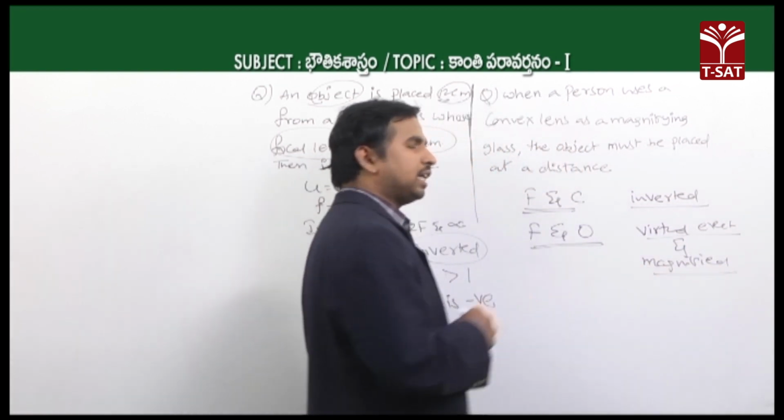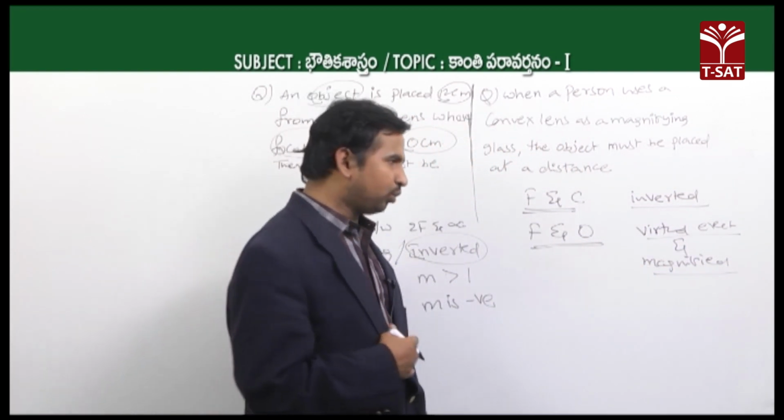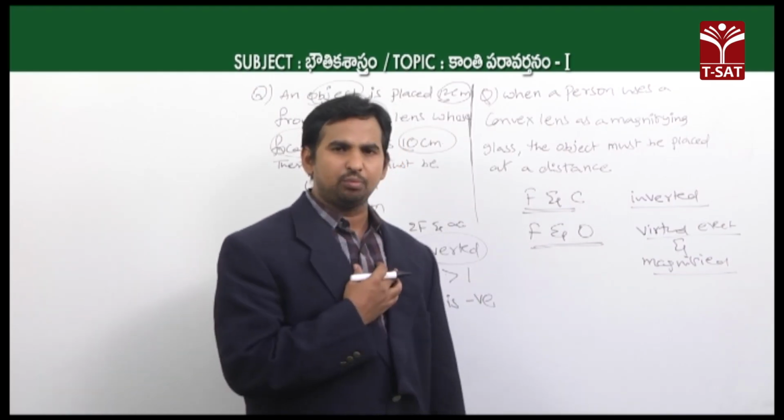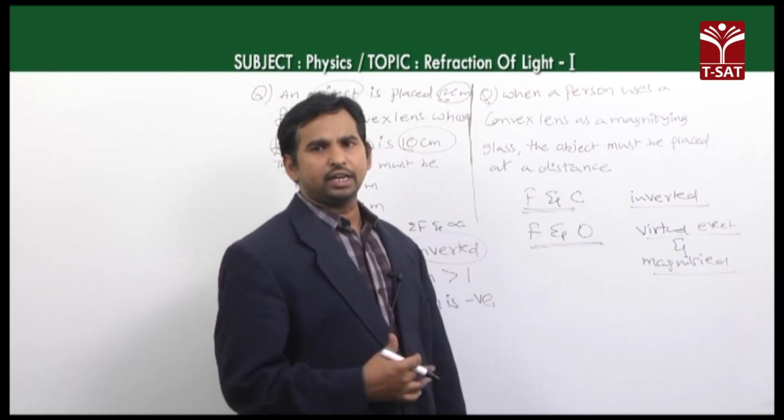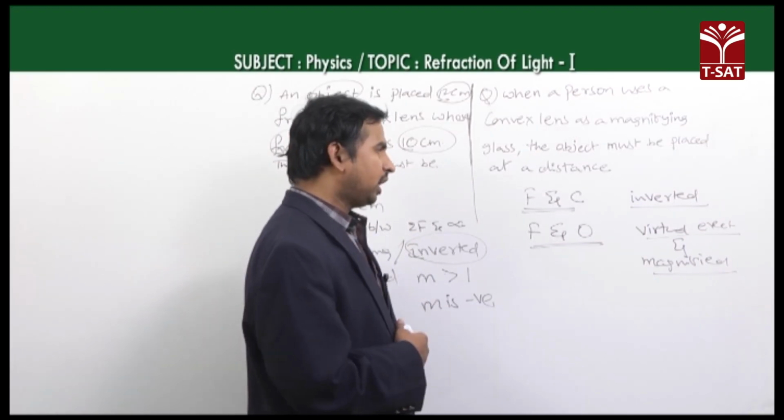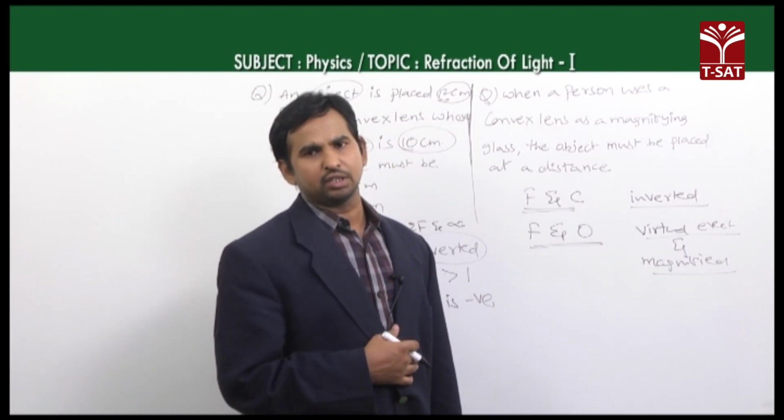So in this case, as the object is in between f and O, we get a virtual image just like the object, which is again above the principal axis, and we get an erect image and a magnified image also.